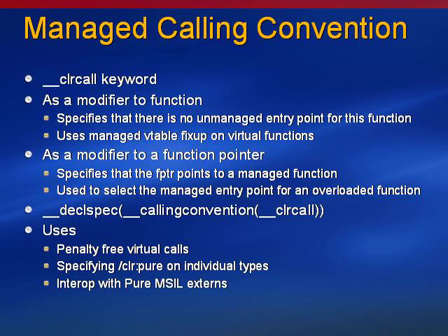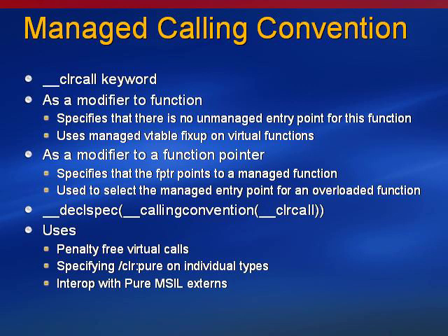The first way is as a modifier to a function. And what this says is there will be no unmanaged entry point for this function. So as a result of that, you're not going to be able to call this function directly from native code. You will still be able to call it from interop code, from IJW code that's got the MSIL implementation, but you can't actually call it from the native code since you don't have the unmanaged entry point anymore. This will also cause the compiler to use the managed vtable fixup on virtual functions, and it will cause it to use, obviously, the managed entry point when it's filling in the entry point for indirect calls.